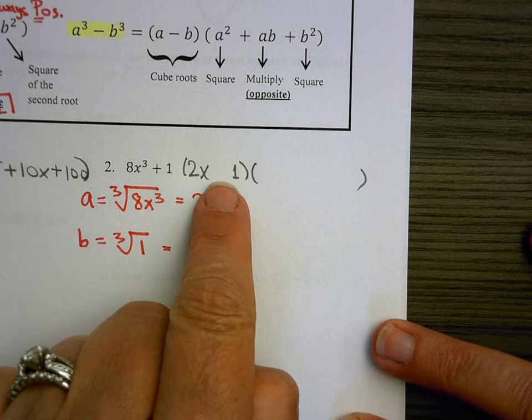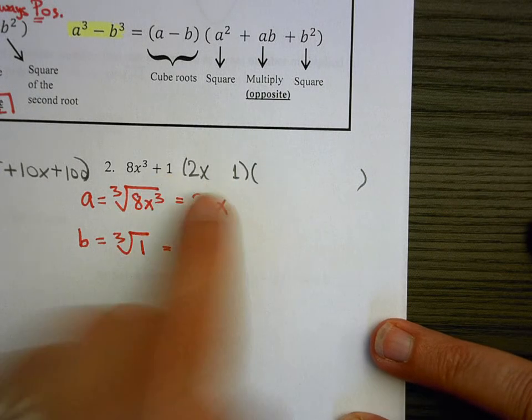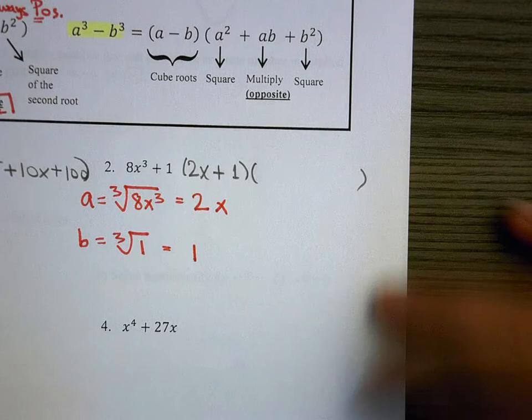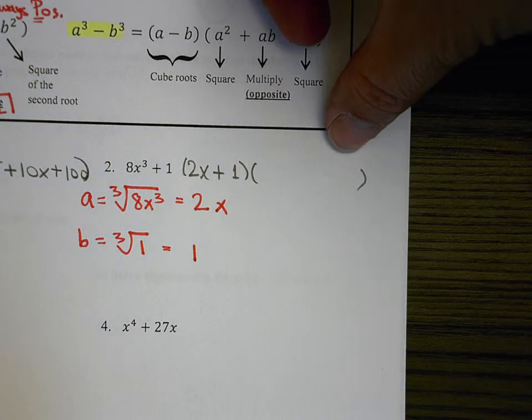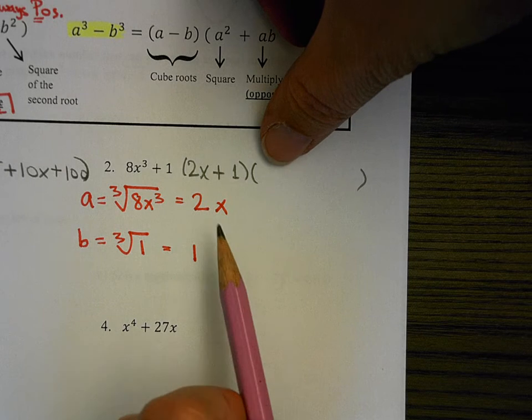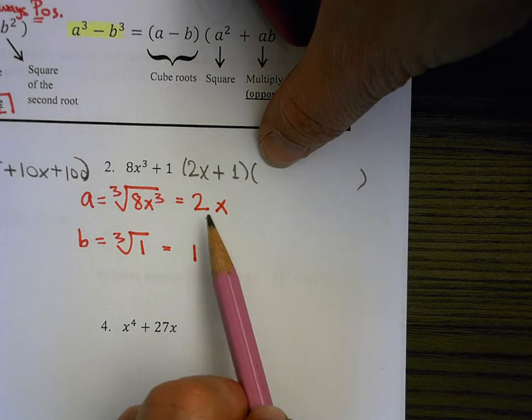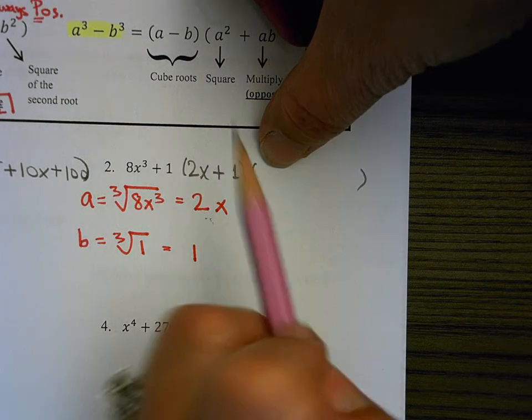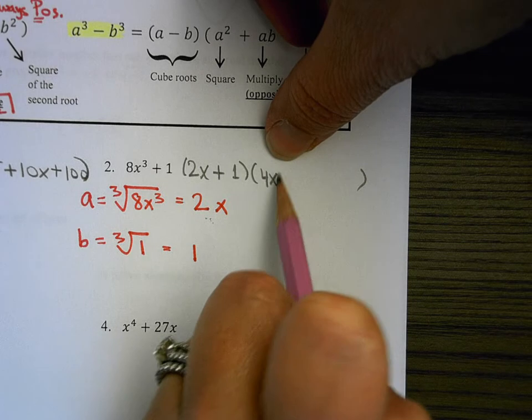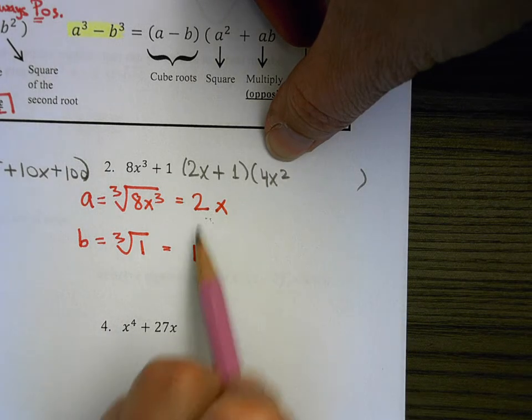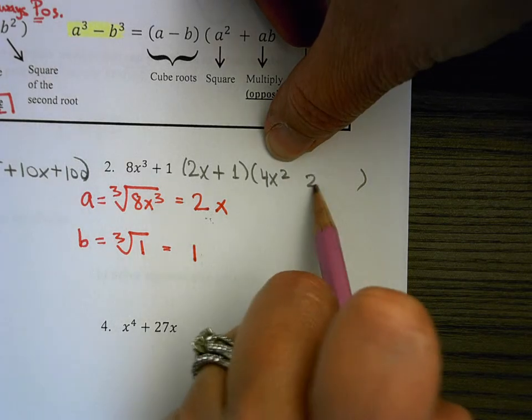So in the binomial, it goes the cube roots, so that would be 2x and 1, and then this sign is the same as that one. So if that's a plus, that's a plus. And then over here I'm going to square, multiply, square, and checking my additions and subtractions. So square, multiply, square. So square, meaning I'm going to take this guy right here and multiply it by itself. So 2x times 2x.